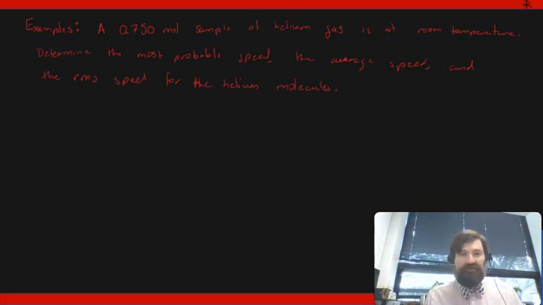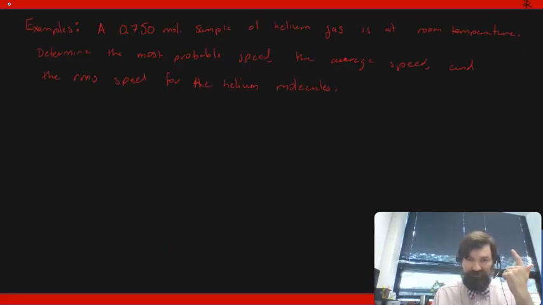So let's take this short example. Let's say that we have 3/4 of a mole of helium gas at room temperature. So 0.750 moles of this helium, and it's at room temperature. What we want to get is these three speed values: most probable speed, average speed, and RMS speed for these helium molecules.